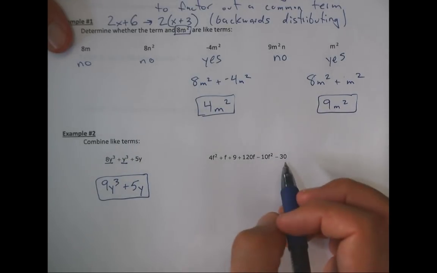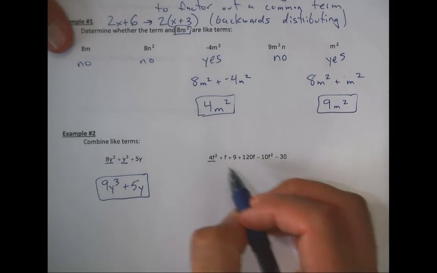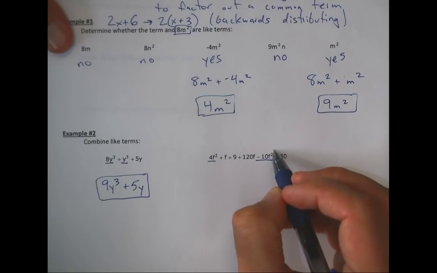So if I go to example 2, I've got an f squared and I've got an f squared.